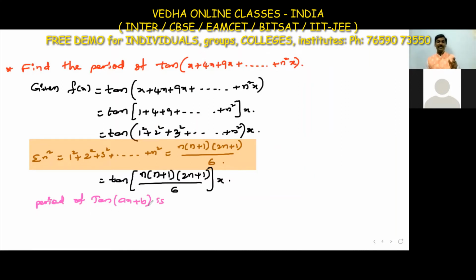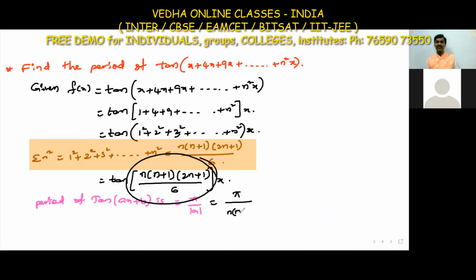Sir. Okay, the period of tan of ax plus b is, what is the formula? Pi by mod a. If you apply the formula here, pi divided by mod a. What is the x coefficient? This full expression is the x coefficient.